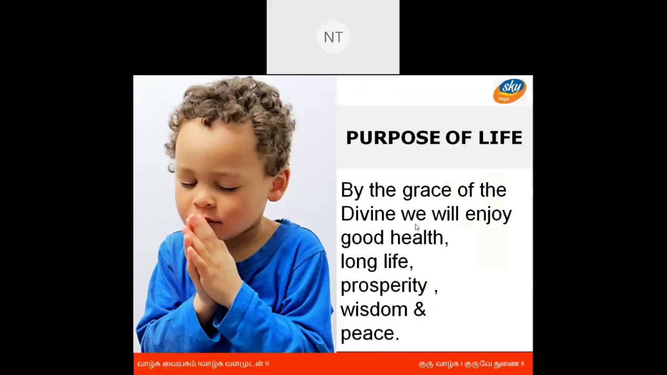Now next is the purpose of life. For almost the last more than three months, we are continuously, especially every day, talking about our purpose of life, what it is, and how to cope up and what to achieve. All this we are going through, and in every prayer we are also saying that by the grace of the divine, we will enjoy good health and long life and prosperity and wisdom and peace. But to get all these, what do we need basically? So that is most important. So let's get into what it is.